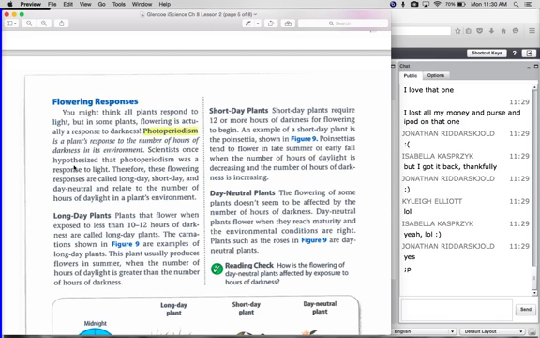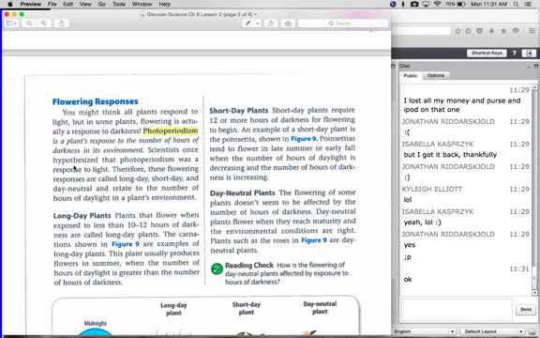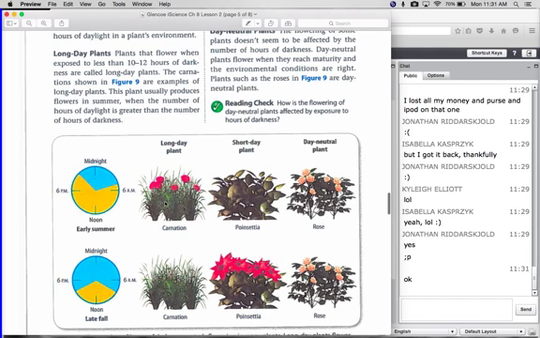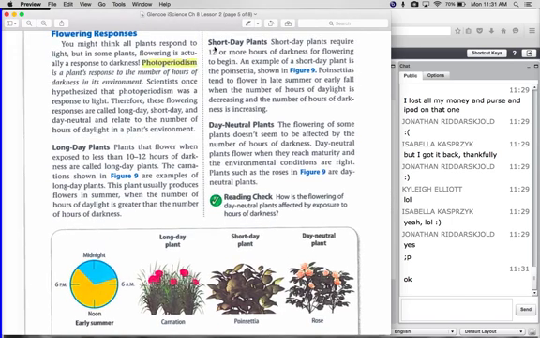Anyway, long day plants basically require little sleep and lots of hours in the light, so they bloom during the summer. For example, carnations are long day plants. They bloom during the summer because in the summer, at least on the mainland, the day is longer than the night. All right, long or short day plants, I guess you can also think of it as long night plants.